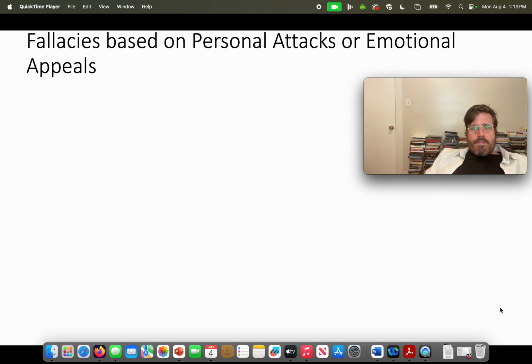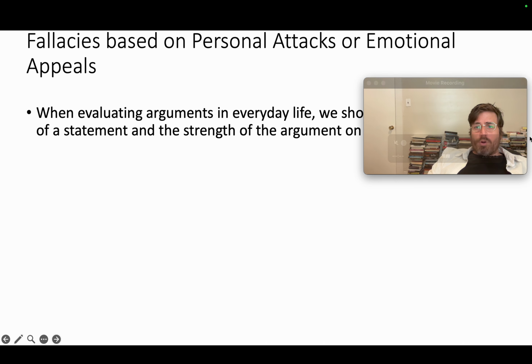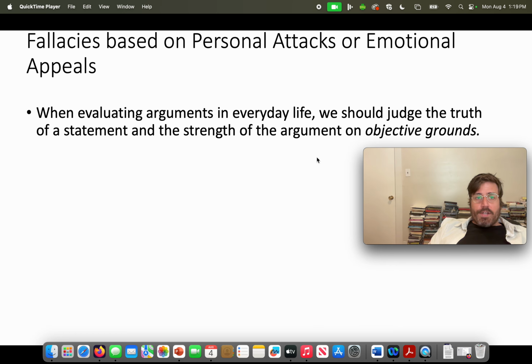Now, there are some broad fallacies of argumentation that probably we have all had experience with, and that I hope by the end of this class you'll be very good at identifying in the real world. Fallacies that are based on personal attacks or emotional appeals are psychological forms of manipulation, and they often occur in politics, but they can occur in your everyday life. Okay, so we're going to explore a couple of different categories of emotional appeal and personal attack.